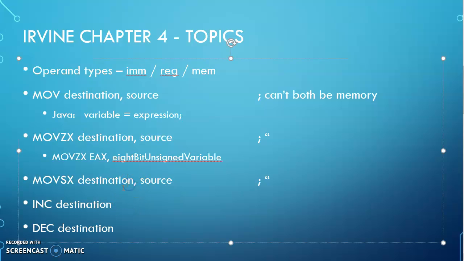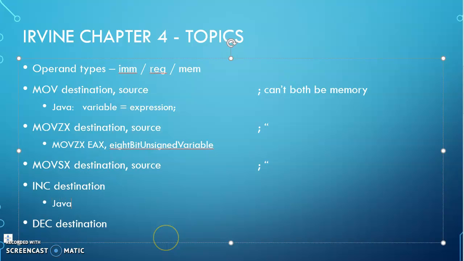Remember in Java doing count plus plus? On assembly, that would be inc count. And so one of the reasons why in Java they encourage us to use the plus plus and the minus minus is there's a one-to-one correspondence between those Java commands and assembly commands.